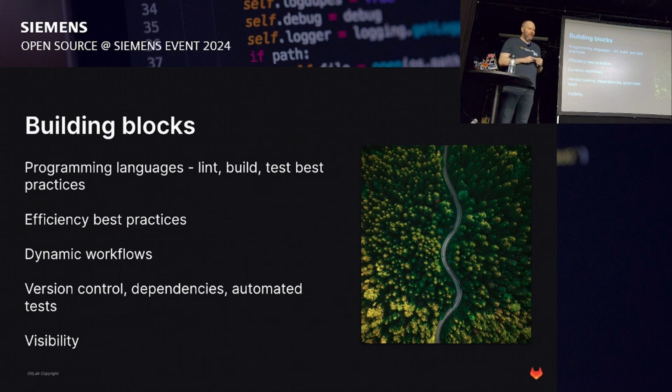What are the benefits of CI/CD components? Just a quick short overview. For programming languages, you can adopt the best practices like linting, building, testing, apply efficiency best practices. So I like to create efficient templates and pipelines, but how to share it with others on the team or in the company, or even in the open source ecosystem, if you will. Think about dynamic workflows. It's like dynamic job names, something I always wanted even before joining GitLab. And I was like, it's not possible. Now you can do that. Version control, dependencies, and automated testing, and of course, visibility.